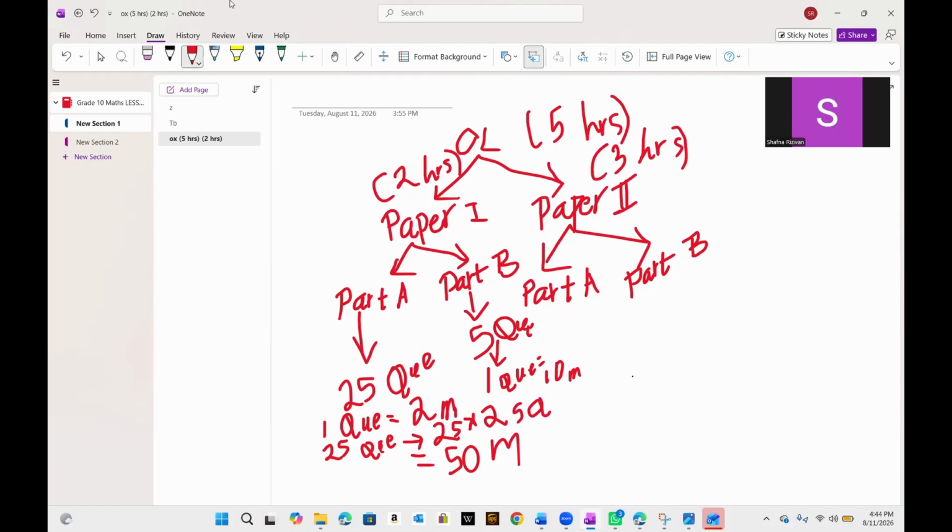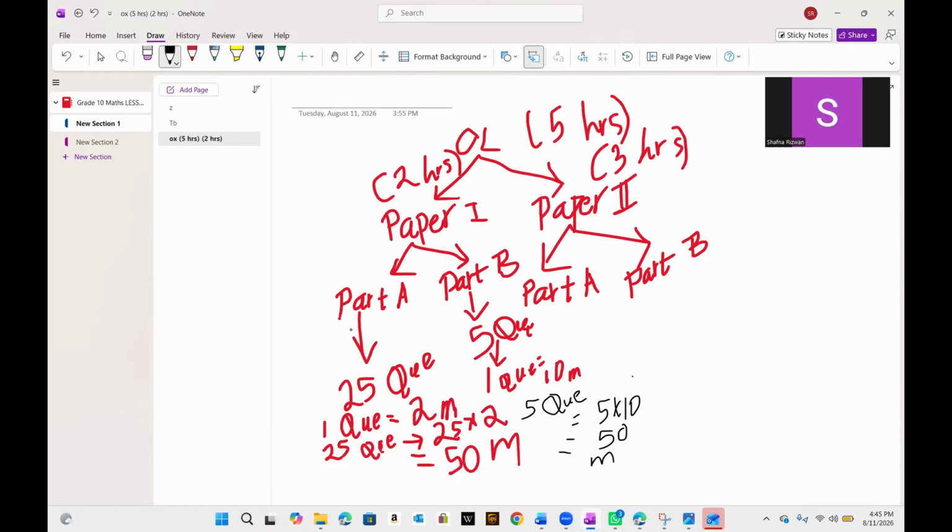So if you take 5 questions there, how many marks can you get for 5 questions? One question equals 10 marks, which means 5 questions equal 5 multiplied by 10. 5 multiplied by 10, you will get 50 marks. You will get around 50 marks in your part B as well.